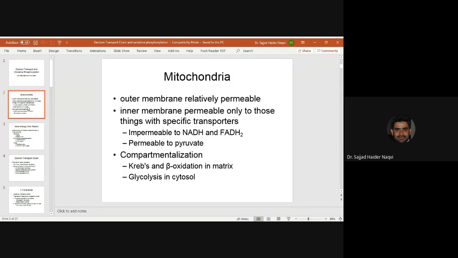So I've just mentioned that the inner membrane is permeable to pyruvate, which is one of the intermediate compounds within cell metabolism, and it is not permeable to two molecules, NADH and FADH2. What is NADH and what is FADH2? NADH and FADH2 are referred to as universal electron carriers. These are the molecules which carry electrons.